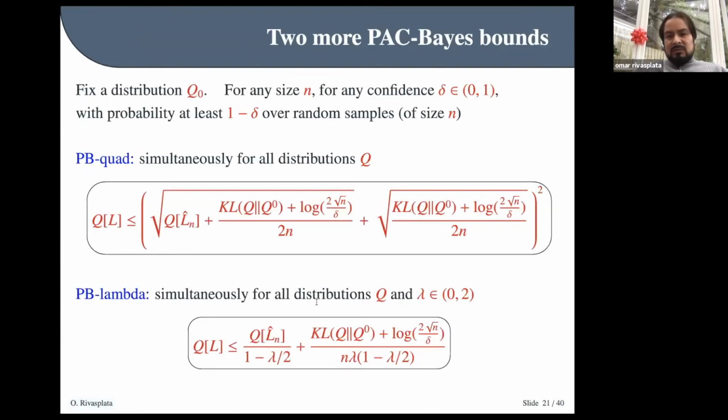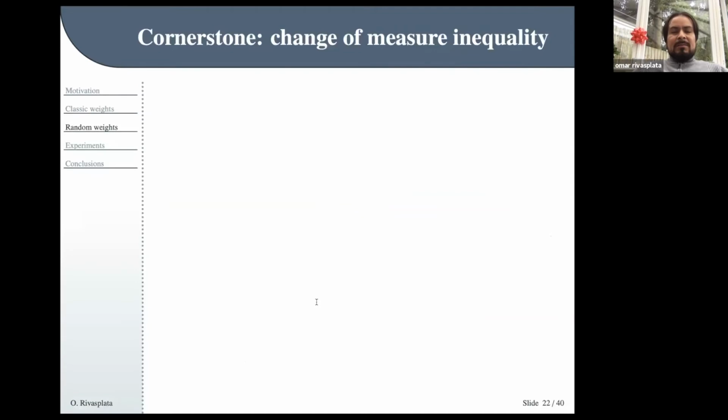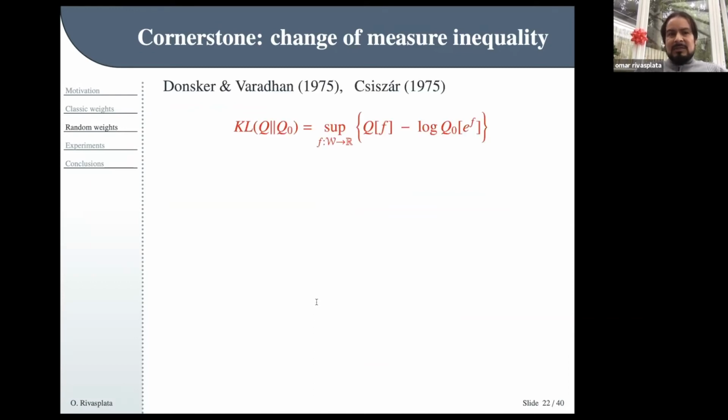A few words about what's common to all the PAC-Bayes bounds. If you look at the PAC-Bayes literature, you see bounds that take different specific forms, because they use different functions at some point, but they all share something in common. Behind all those bounds there is an inequality that can be traced back to Donsker-Varadhan, or Chisar, I guess it depends on the way the inequality is written.